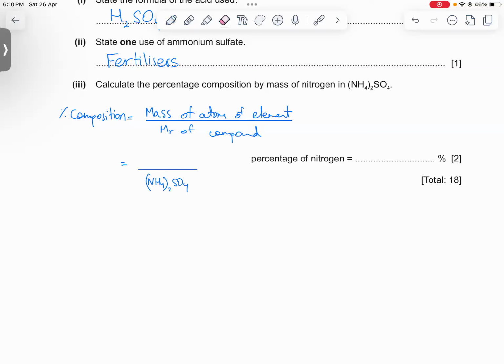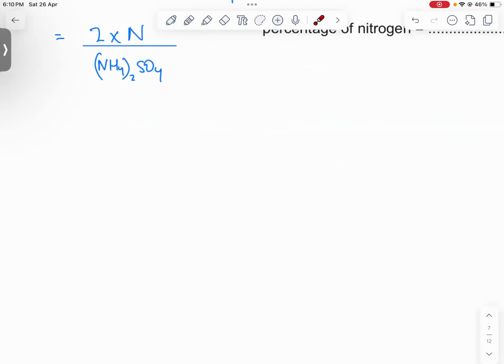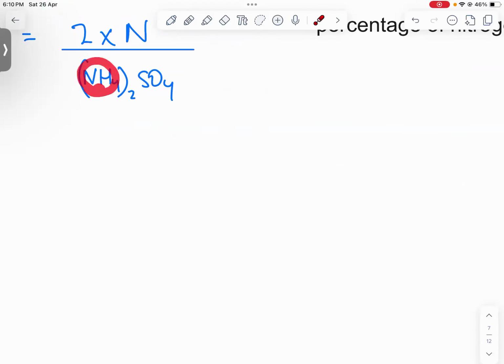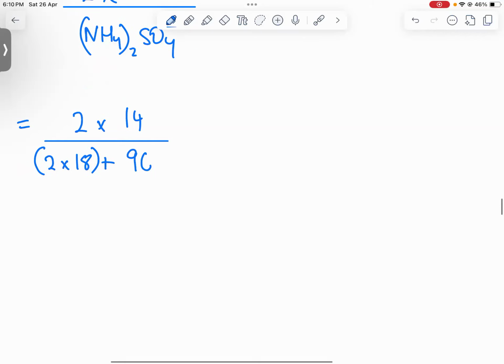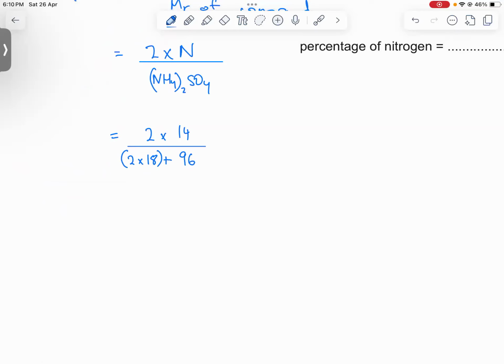Now the students who have practiced so many times should become familiar with everything. The mass of ammonium is 18. If you have practiced it enough times, you will start to remember. Nitrogen is 14. So 2 times 18, because two ammoniums, plus the mass of sulfate, which is 96. That is also something you can remember. SO4 is 96. How do I know that? Sulfur is 32 and 4 oxygen is 64. Add the two values together, it gives us 96.